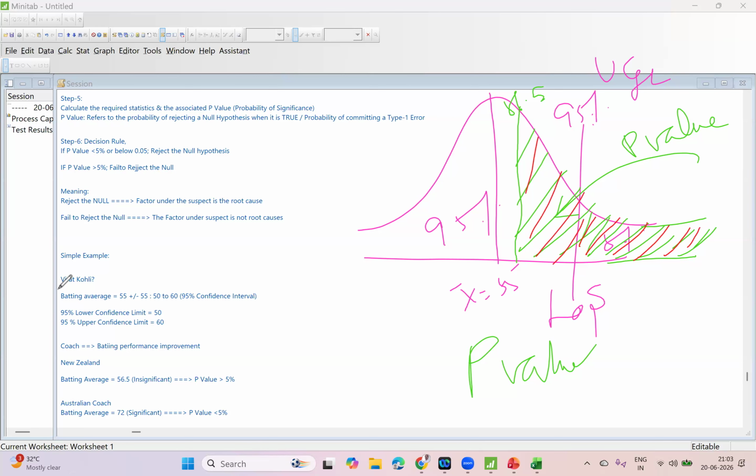Yes. So please understand, whenever the calculated statistic is inside the confidence interval, or inside the line of significance, your p-value will be more than 5%. You correctly told me the appointment of the New Zealand coach is insignificant in terms of improvement. Yes or no? So insignificant means we are not really able to see any improvement. That improvement of 1.5, whatever we have seen, cannot be considered statistically.